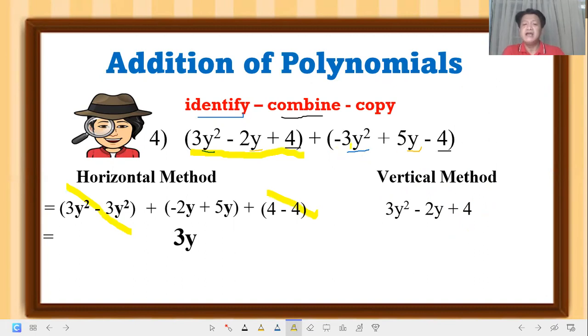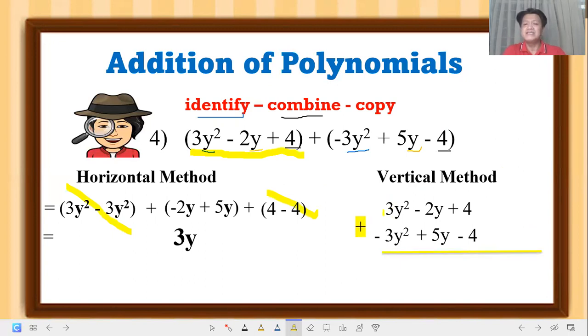Let's have negative 3y squared. Saan ko isusulat to? So dito ko isusulat kasi sila ay similar or like terms. And then dito naman tayo sa 5y. Since they are like terms, itatapat ko siya. Tapos yung constant na negative 4, dito rin sa constant na 4. Kaya we can now add this polynomial.